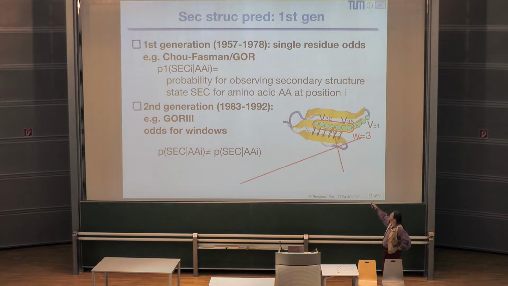And I consider simply what is next to it. So now in this particular example, in the second generation method, the probability may be different for V32 and V51 to be in a beta strand, simply because it sits in a different environment and the probability is compiled according to this environment. Local sequence environment is what environment means here.